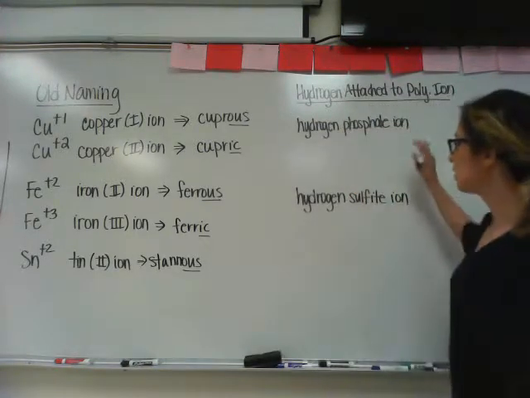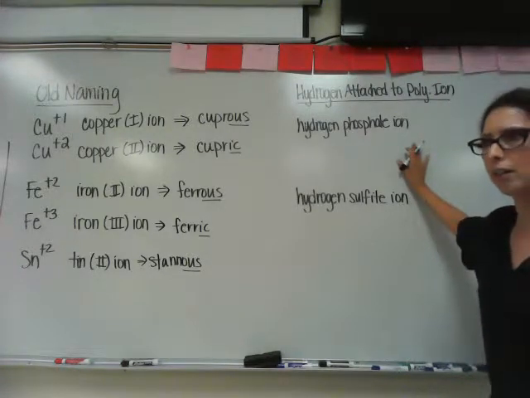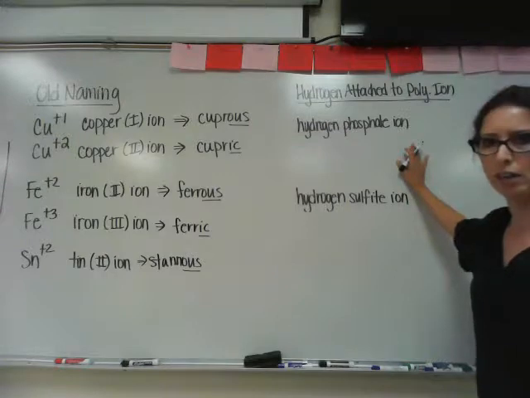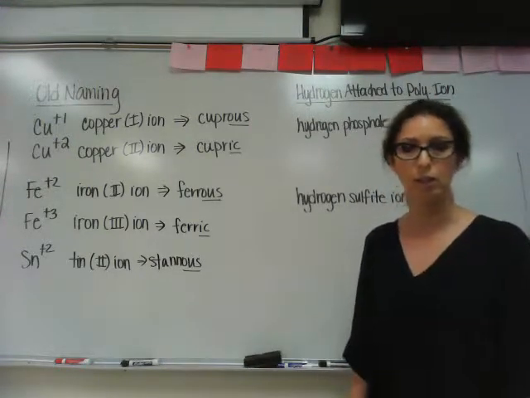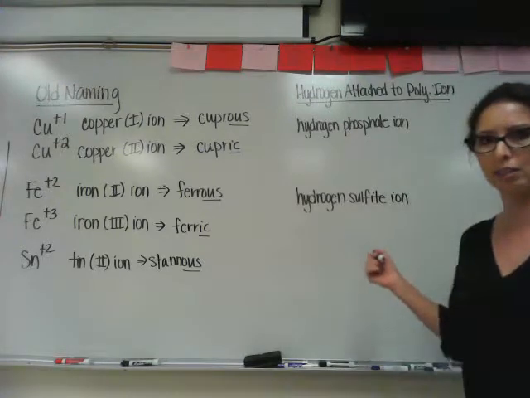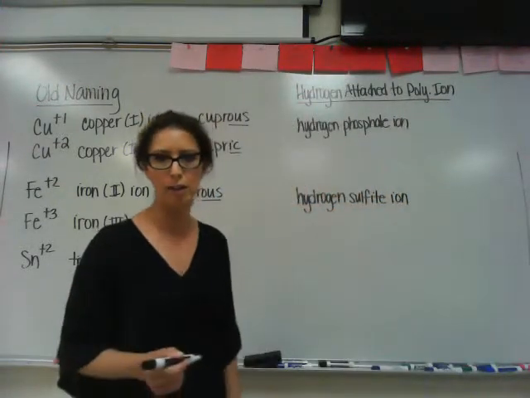Okay. Now, what if we have hydrogen that's attached to a polyatomic ion? So when you have hydrogen attached to a polyatomic ion and you're grouping it with something else, like maybe a metal, then when you're naming this, you have a couple of different options. So let me show you how to write the formulas for it and how to name it.